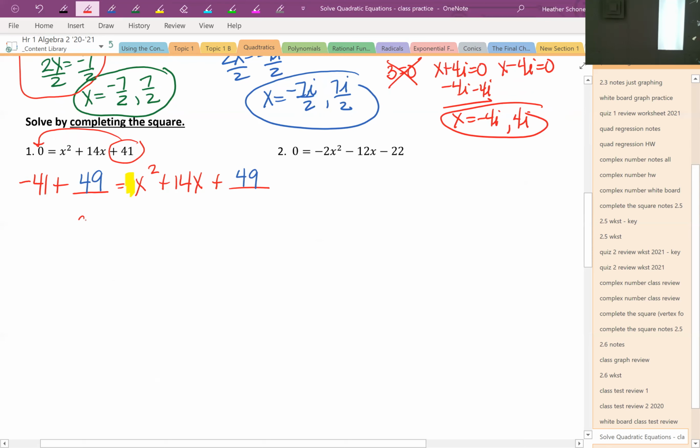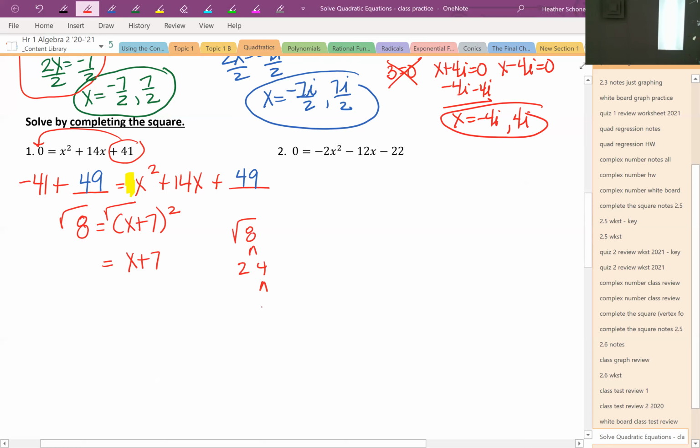On the left, I get 8. On the right, now I'm going to factor that. So the two numbers that multiply to 49 and add to 14 would be 7 and 7. And since it's x plus 7, it's the same in both parentheses, I can write it as x plus 7 squared. Once you get the parentheses by itself, then you can take the square root of both sides. The right is easy because if you've got the square root and square root, they cancel, so I just get x plus 7. Over here, I have the square root of 8 that I need to simplify.